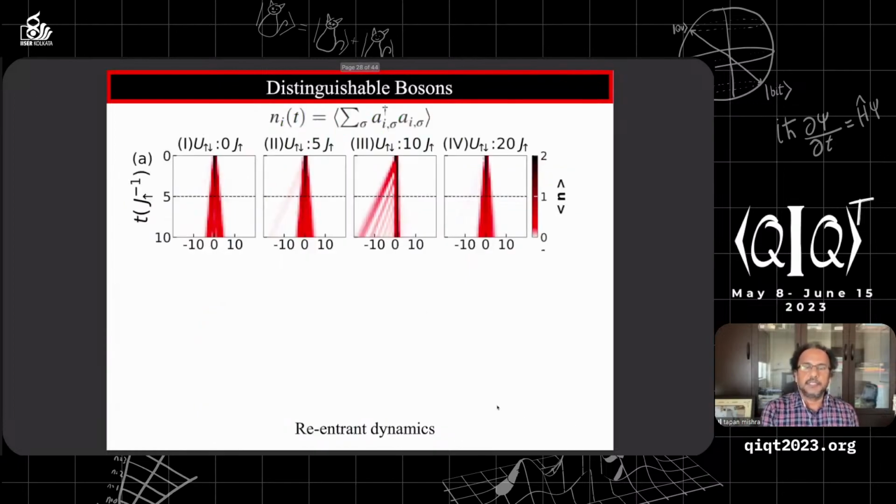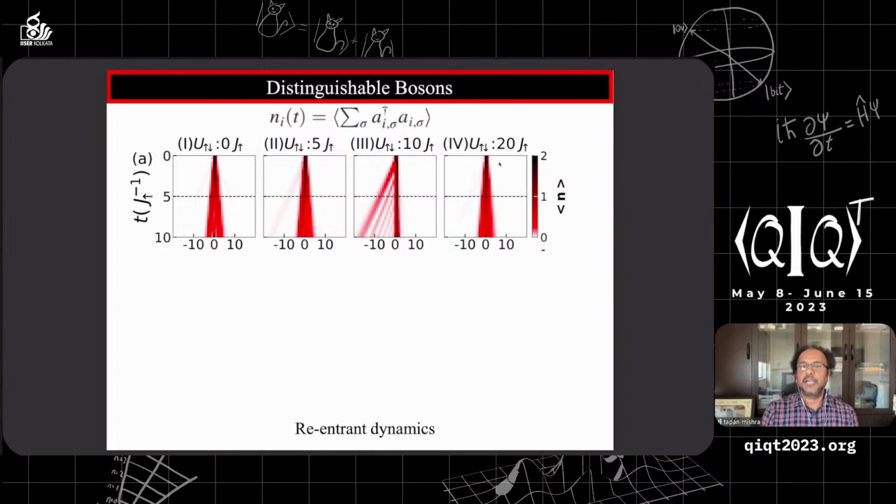So let's see what we see here. This is the density evolution again, and since we have 2 different species, the density is summed over the species index sigma, and we plot N_i(t) here. This is the time evolution of N_i for different interactions. Now you can see that when U up-down is 0, that means there is no interspecies interaction, then the spreading is very slow.